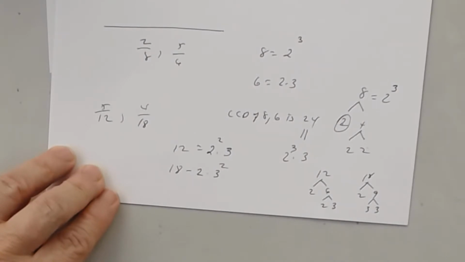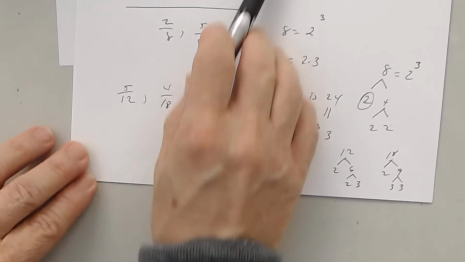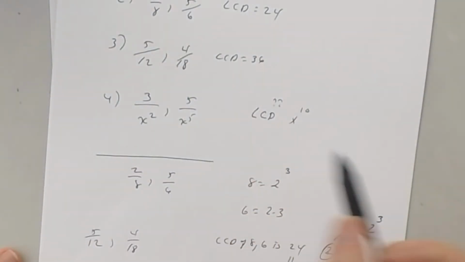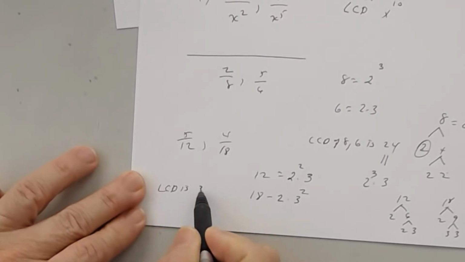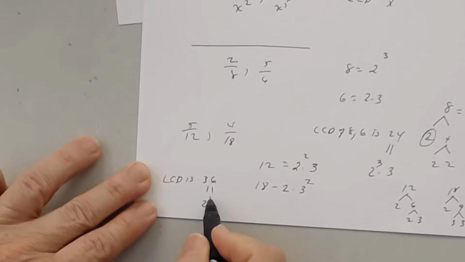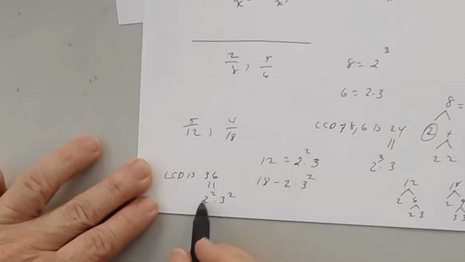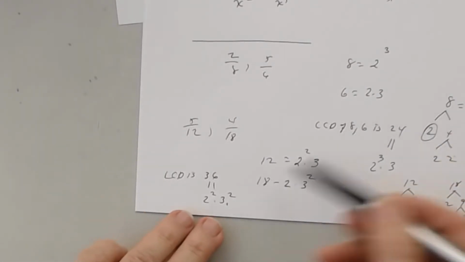Okay? And we found the LCD to be what? 36. I'm going to go ahead and do that here. So 36. Do y'all agree that 36 is 2 squared times 3 squared? Yes. What's 2 squared? 4. What's 3 squared? 9. What's 4 times 9? 36. All right, let's talk about what we just did here.